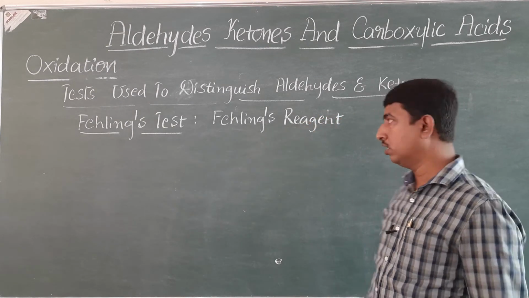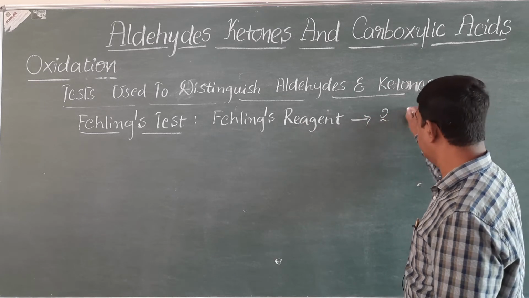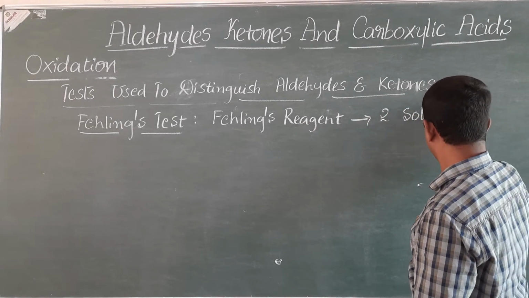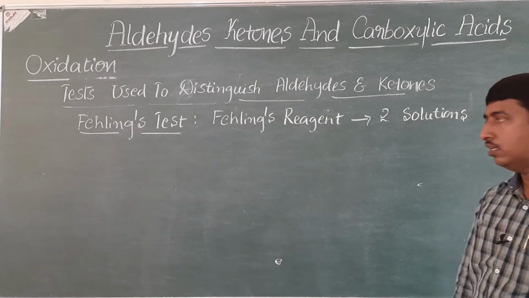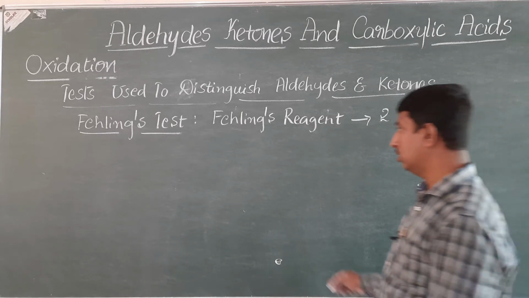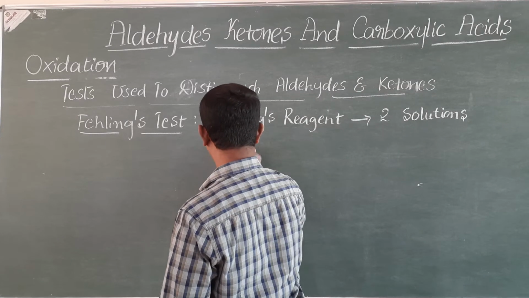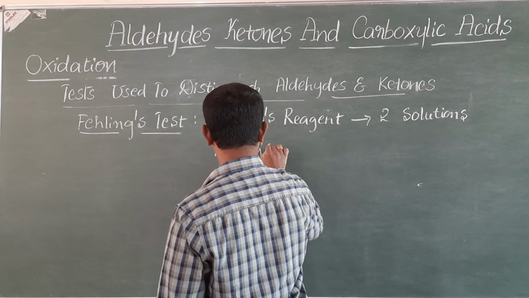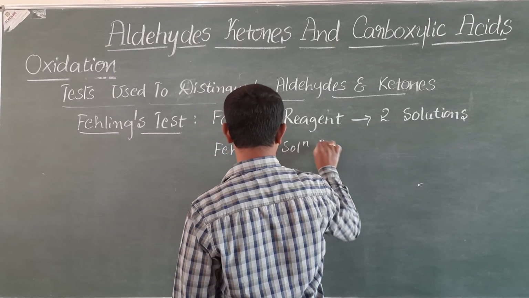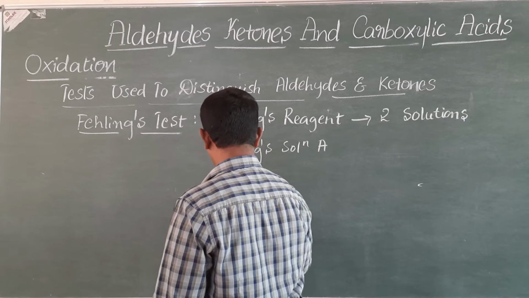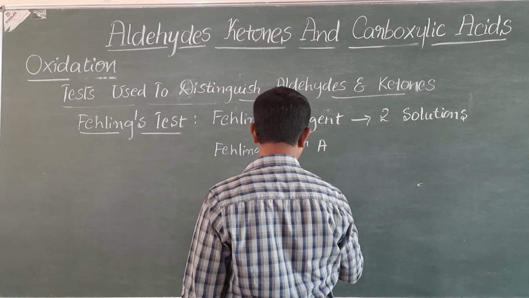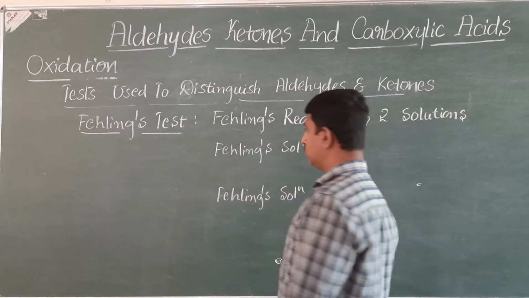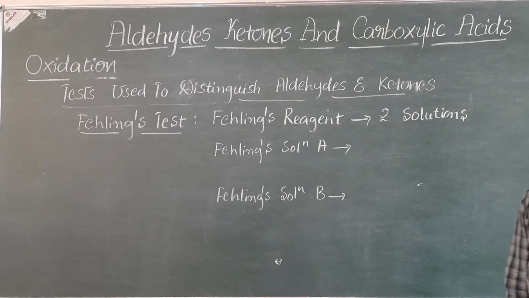Fehling's reagent is made up of two solutions. So Fehling's reagent is a mixture of two solutions: one is Fehling's solution A, the other one is Fehling's solution B. So Fehling's reagent means it is a mixture of Fehling's solution A and Fehling's solution B.